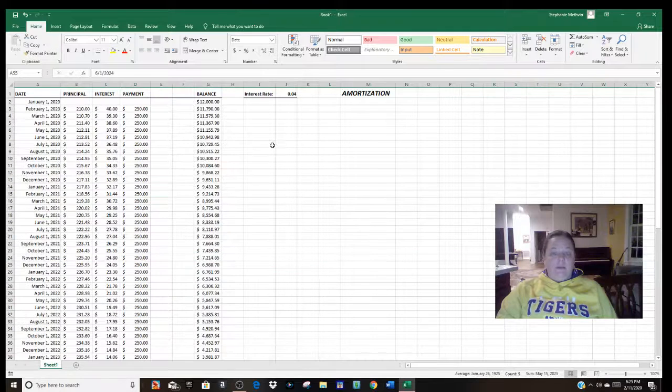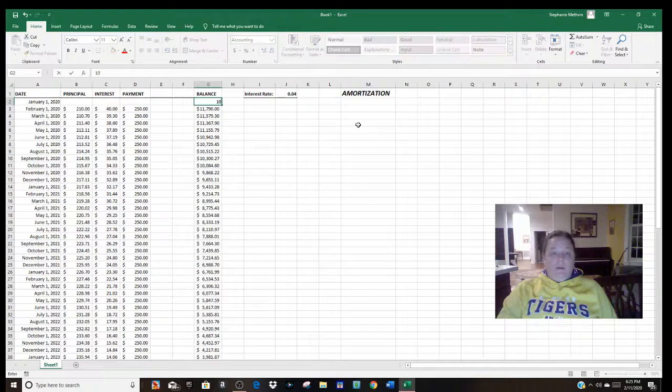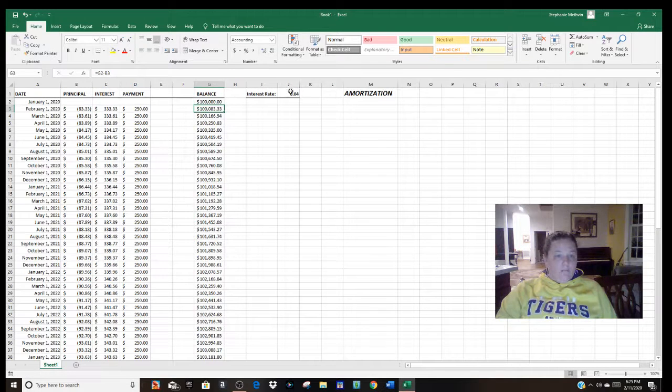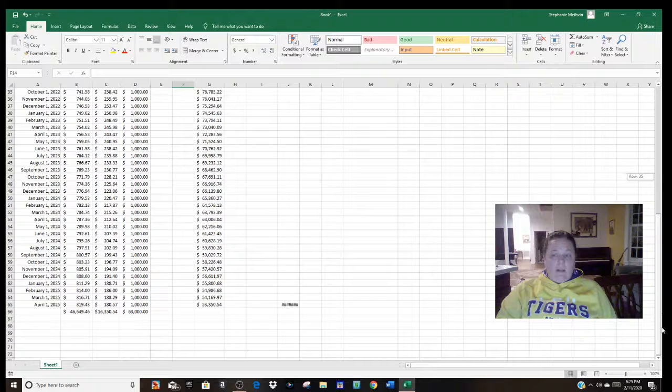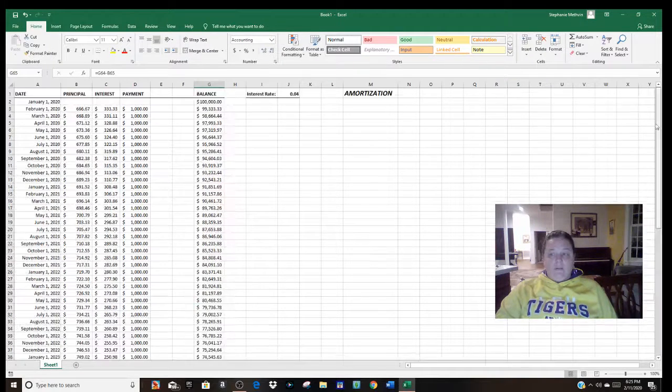But anyway, you can do this with your house. You can put 100,000 right there. 4% interest rate looks good, but your payment's probably going to be somewhere like $1,000 or something. And then you can see what happens to it. But in a mortgage, 5 years later, you still owe over half of it, because your interest is a lot higher than it would have been.